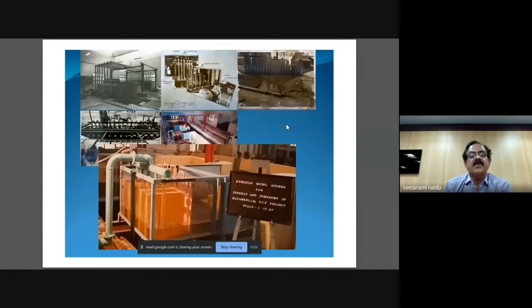These are some of the photographs with the water level variations. You can see the violent turbulence in the pump intake.